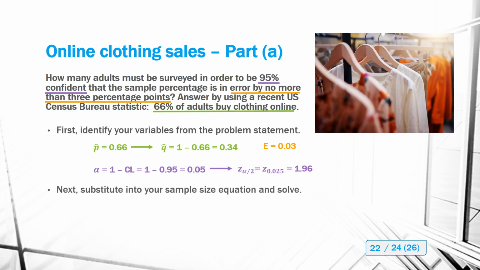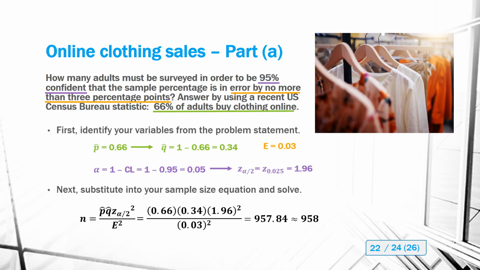Now that we've got our variables, the next thing we want to do is substitute into our sample size equation and then solve. So here's our sample size equation. We substitute in what we know. So p hat is 0.66, q hat 0.34, our z-score critical value 1.96. We're going to square that. And then down below, our margin of error 0.03, which we also square. Punch this out on your calculator, and out pops 957.84, which of course would round up to the next whole number to get 958.